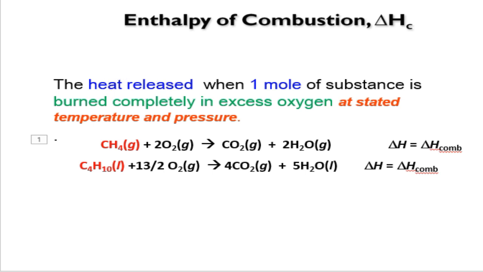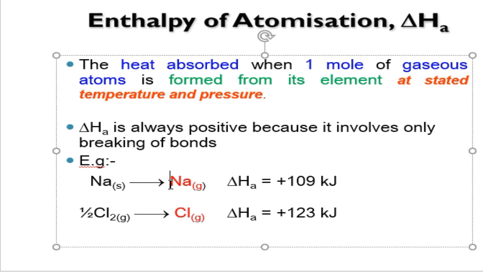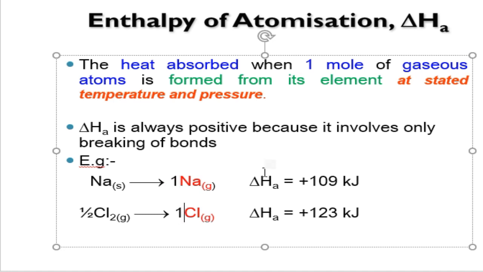Next, enthalpy of atomization. Okay, triangle symbol A, and then the heat absorbed. So this is an endothermic reaction. When one mole of gaseous atoms is formed, normally referring to the product, from its element, again element, at stated temperature and pressure. So you keep on saying one mole, right? So make sure here it is one mole. It's one mole because the definition refers to one mole.